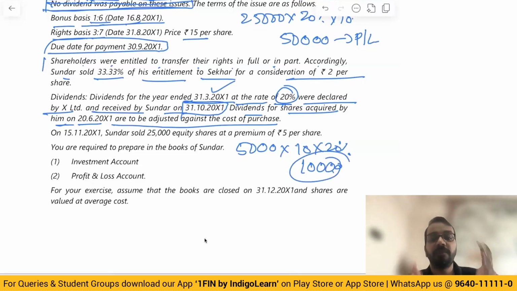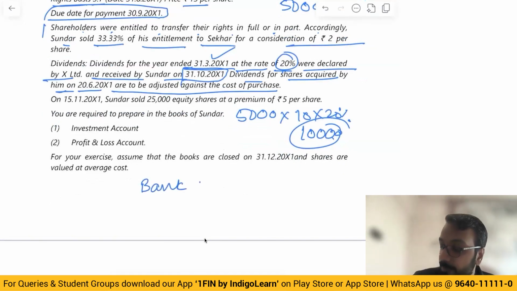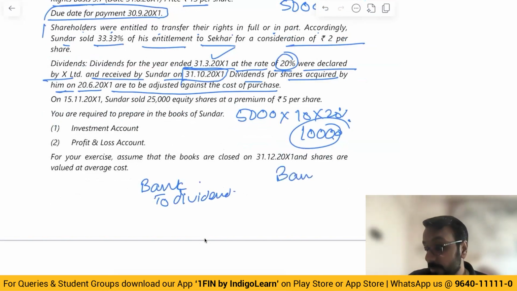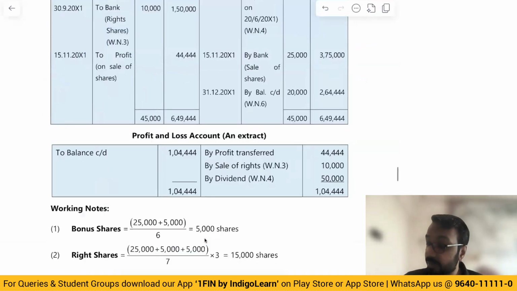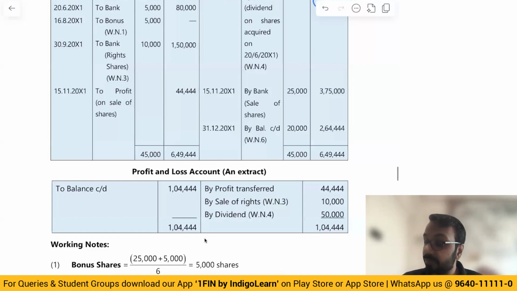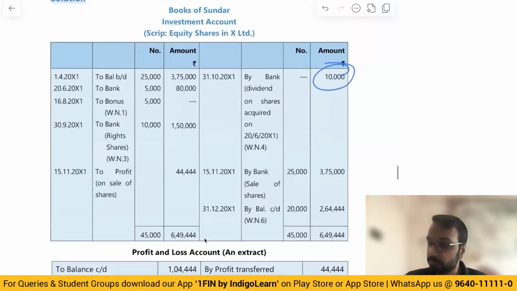If it is pre-acquisition dividend, we'll reduce it from the cost of investment. Now, what is the entry we pass? Normally, we say bank to dividend. But here we will say bank to investment. So in the investment account, you will credit that 10,000 that you have received as dividend. The balance dividend that we have received will be taken to P&L directly. The 50,000 that we calculated will be taken to the P&L directly.